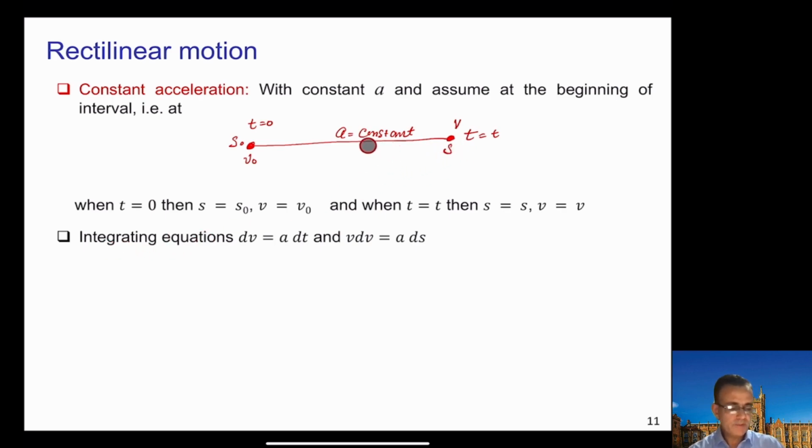So now if we have a constant acceleration, we can derive some expressions which will provide us with simple equations. The first thing, if you start with this equation here, a equals dv by dt, we know that this is one of the equations, that acceleration is equal to the rate of change of velocity, or v dot.